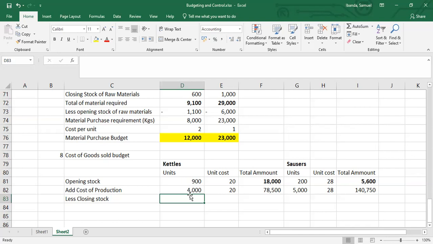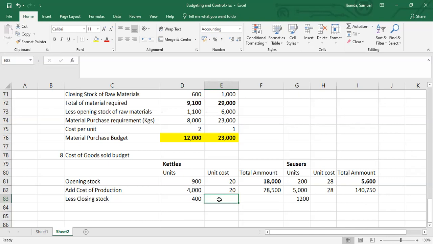Now, if you look at the question, they have given us the closing stock of finished products as at 31st March 2016, on notice Roman numeral number 2. We have 400 for kettles, and then they have given us the other, which is 1,200. So that is what we basically have.